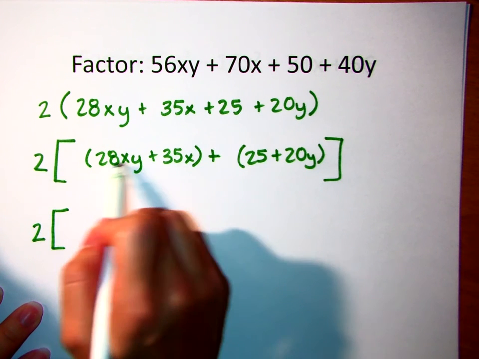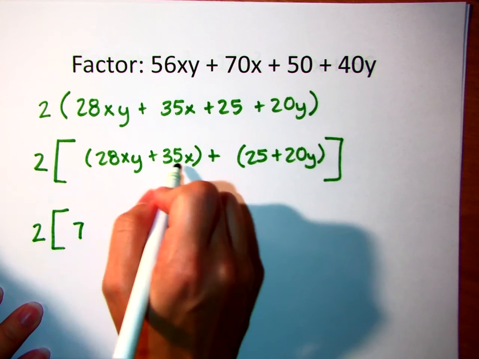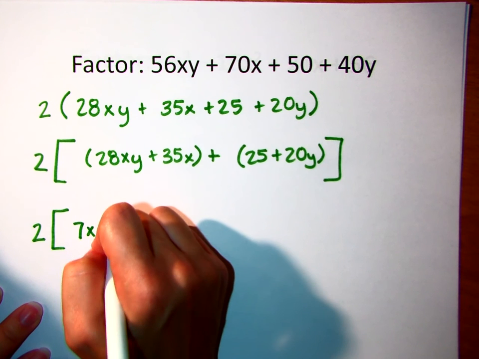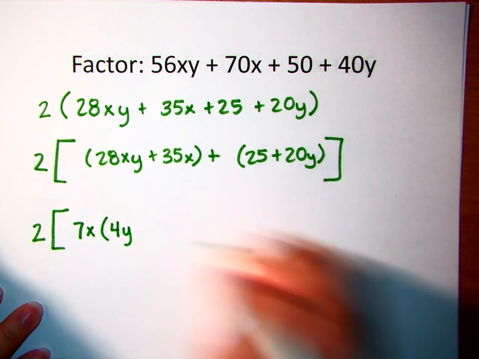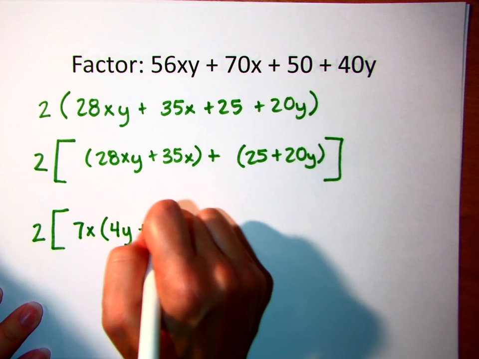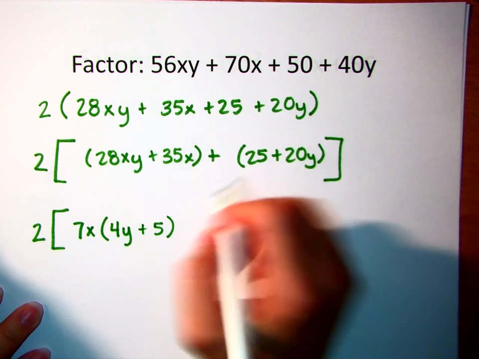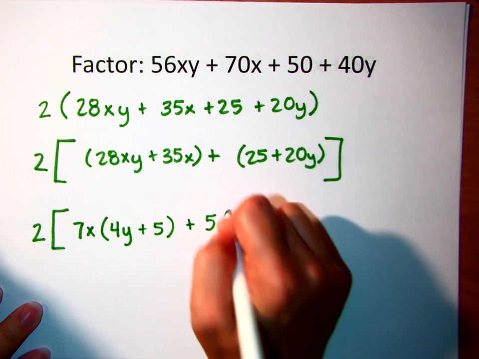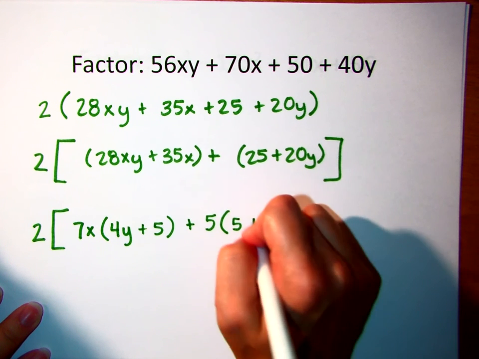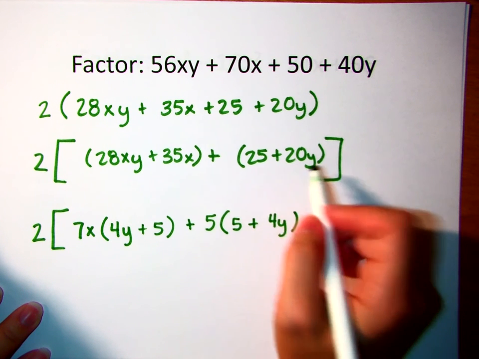I'm looking for the GCF I can take out of both of these. Largest number I can take is 7, and they both have an x, so my GCF is 7x. 7x times 4y gives me 28xy. And 7x times 5 gives me 35x. We do the same thing here. The largest thing I can pull out is a 5. So 5 times 5 is 25, and 5 times 4y is equal to 20y.